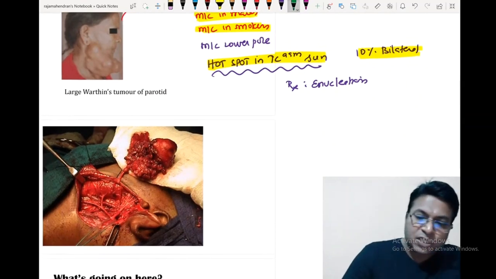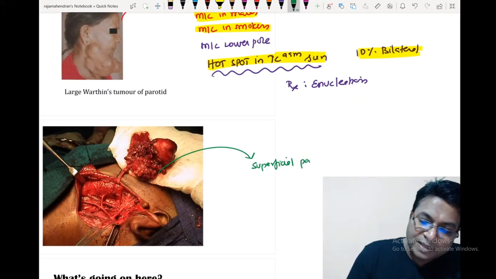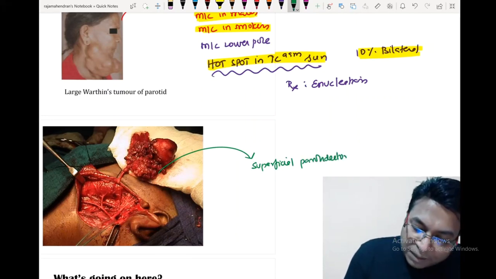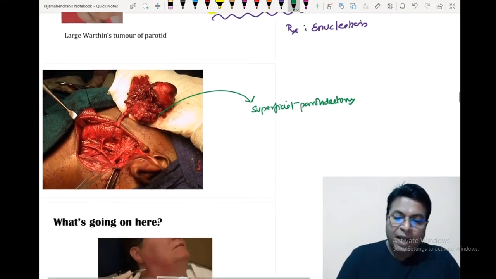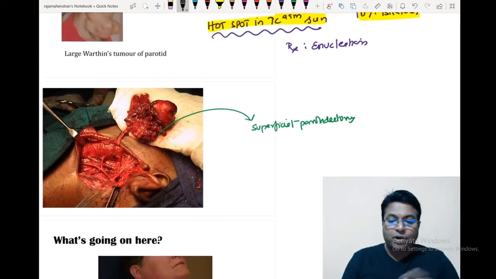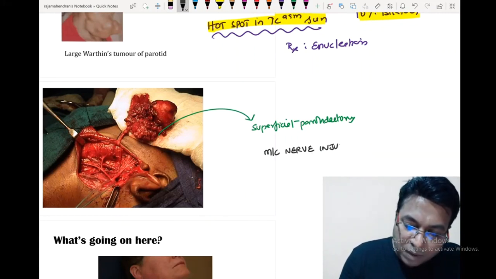This is a picture showing a parotidectomy being done, a superficial parotidectomy. The superficial lobe of the parotid is removed, and you can see all the branches are very carefully preserved. Now one of the important complications I want to tell you is the most common nerve injured in this surgery. Can somebody tell me what is the most common nerve injured?